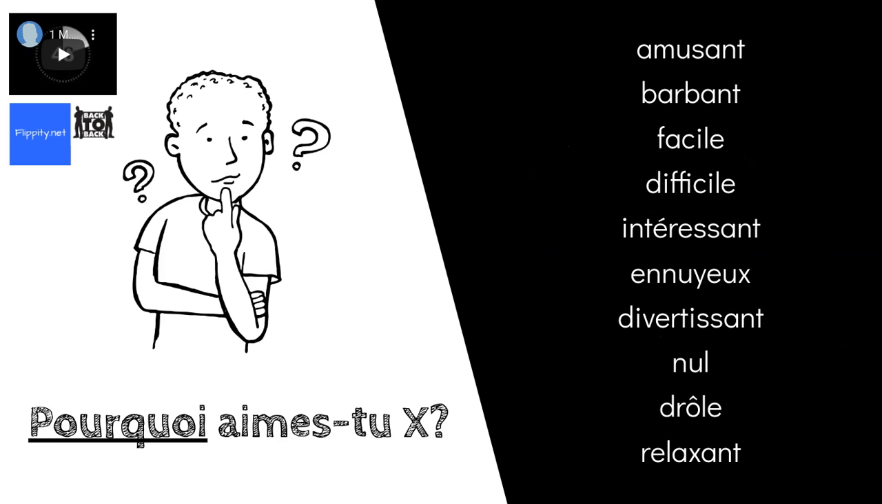So you have 10 seconds to get back to back with a new partner. 10, 9, 8, 7, 6, 5, 4, 3, 2, 1, 0. Okay, turn and face each other. Decide who's asking the first pourquoi aimes-tu question.